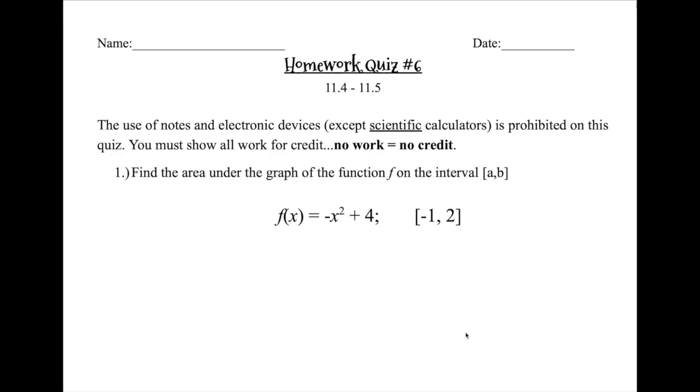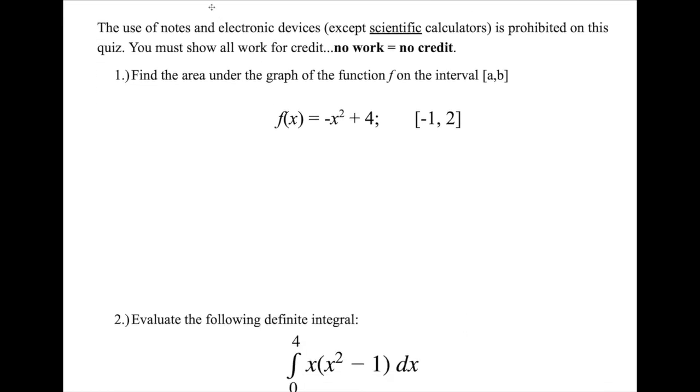Okay, so in this video, I'm going to explain these problems, and these were based on our integration. We're now moving into definite integration and the idea of area under the curve. This question says, find the area under the graph of the function f on the interval AB. Essentially it's asking you to integrate from -1 to 2 the function x squared plus 4 with respect to x.